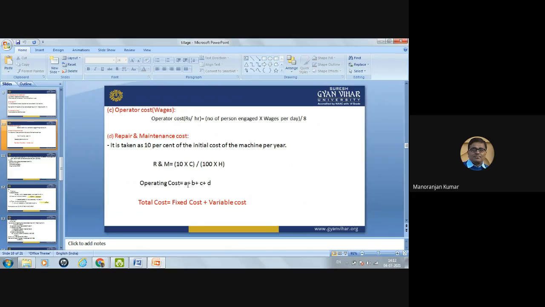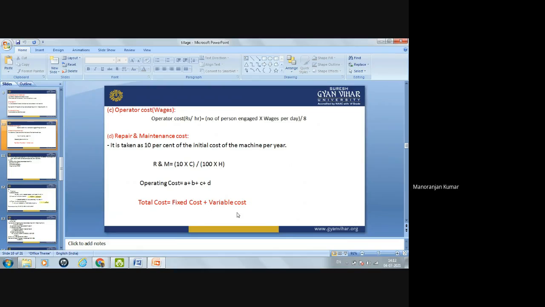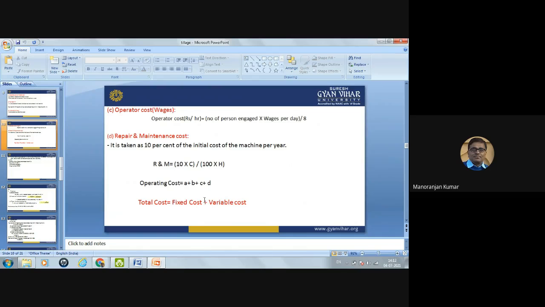And finally, the total cost of operation, you can calculate here: fixed cost plus variable cost. Okay. So this will give you the total cost in rupees per hour.